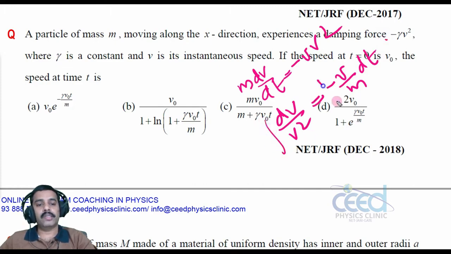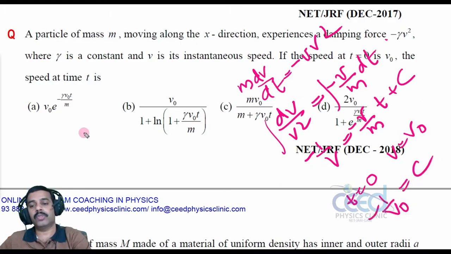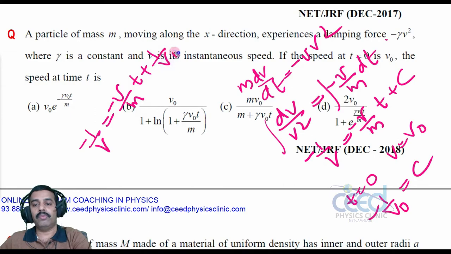So we can integrate on either side. So what I have, minus 1 by v equal to minus gamma by m t plus c. Now when time t is equal to 0, there is no damping force, right? Time t is equal to 0, v is equal to v0, initial velocity. That is given in the question. So minus 1 by v0 is equal to c. Now we can substitute this here. Minus 1 by v is equal to minus gamma by m t plus 1 by v0. We have to find the speed at time t, so we can simplify this.